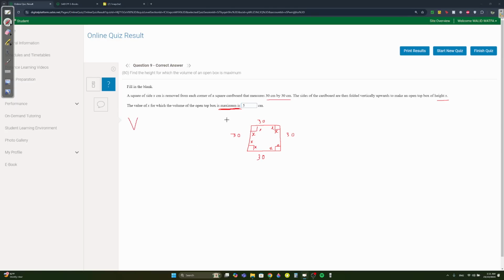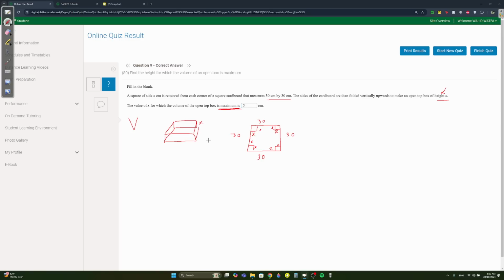What is the volume of the box? When you fold this, it's going to look like this. You're going to have a base, a square base, and rectangular sides. We know that when you fold it, the height is how much?